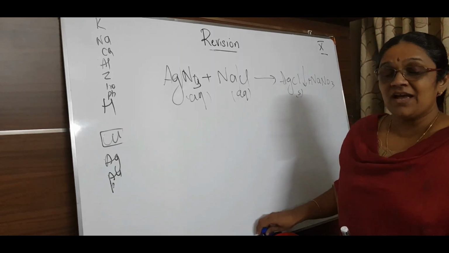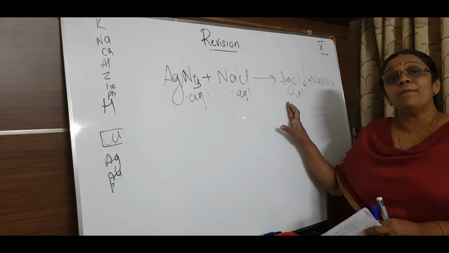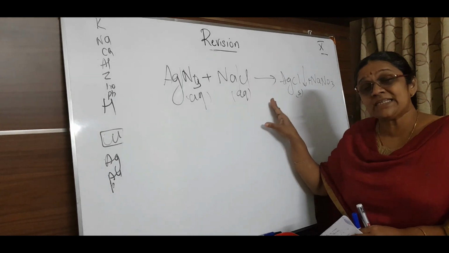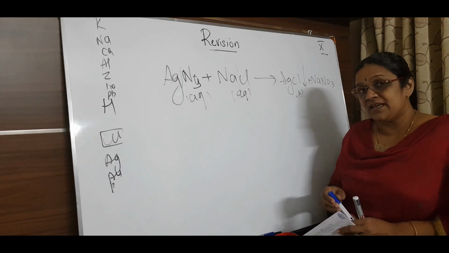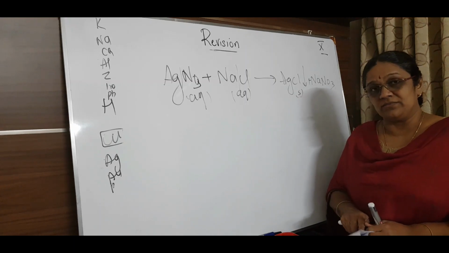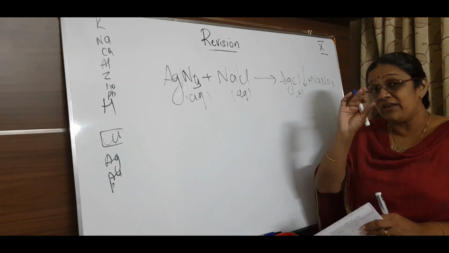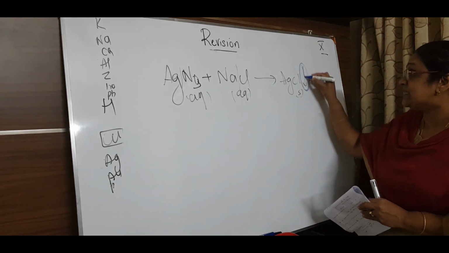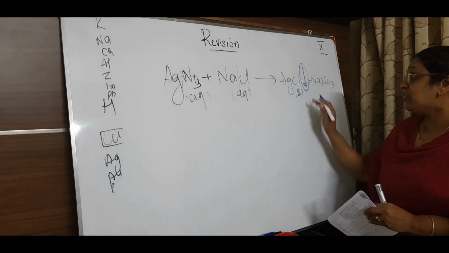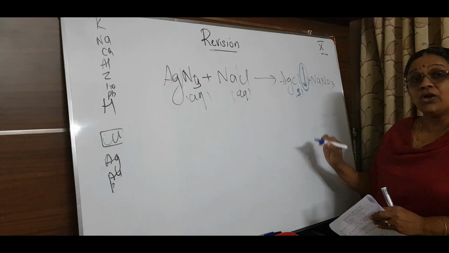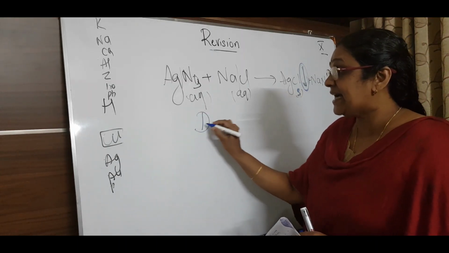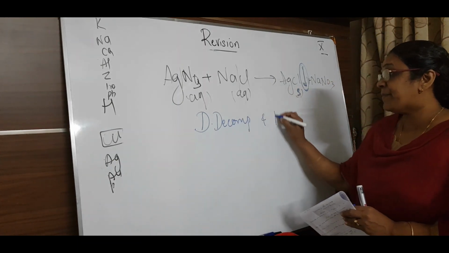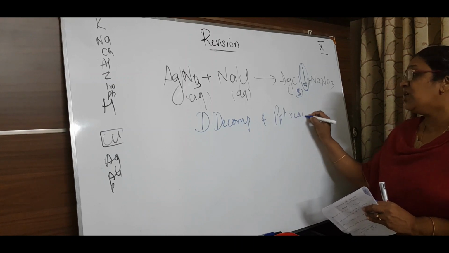But here some children make mistakes. The question asks you what types of reaction. See, types. That means there may be one or more. So there you have to be very, very careful. Since it is a precipitate and an insoluble substance, here it is given as solid. Even if it is not given, if it is solid, you have to write that this reaction is both a double decomposition as well as a precipitation reaction. Then only you will get marks.